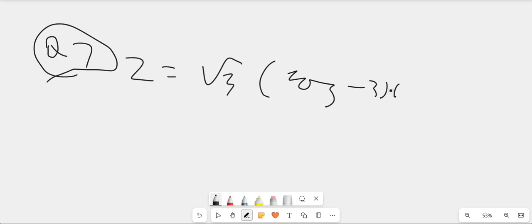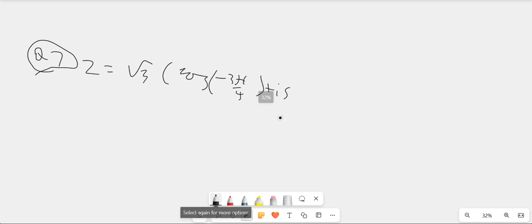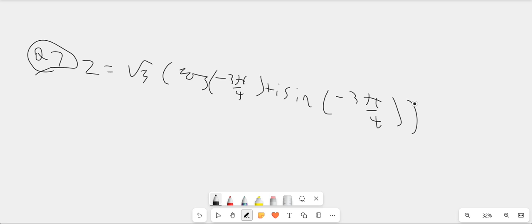Question 7: use that to find the exact value of z to the power of 6. Again, you do the exact same thing. So z is equal to what? Root 3, open bracket, and again bring the negative inside, it is always, might as well do it in one step, plus i sine minus 3 pi over 4, and all of that.